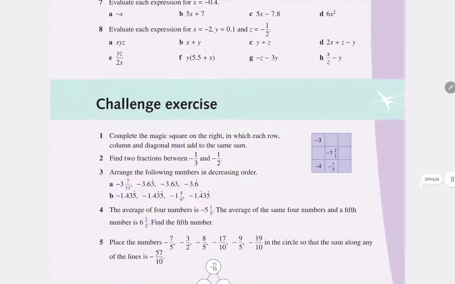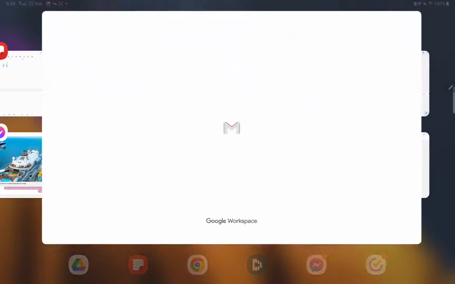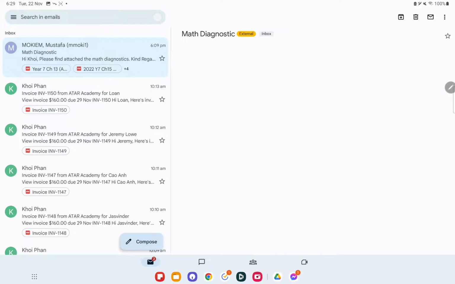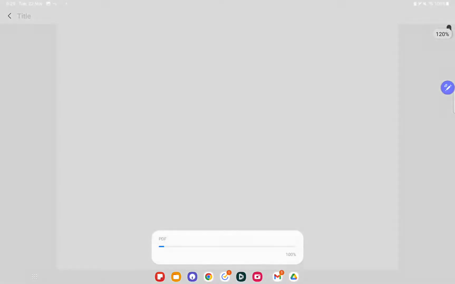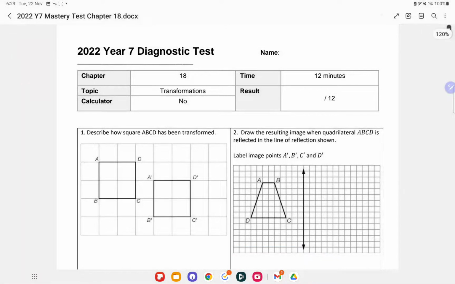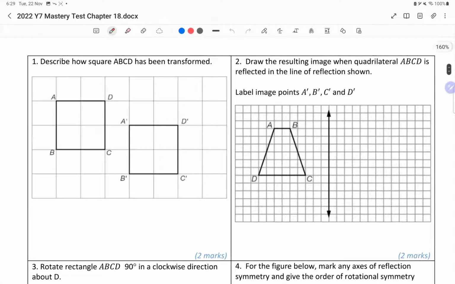Okay. Which one next? Oh, diagnostic. Okay, let's do another diagnostic. The last one is, I think, 17. Or did you send 18? I think 18 was the one you sent me. Yeah, 18. Okay, which question? 18.